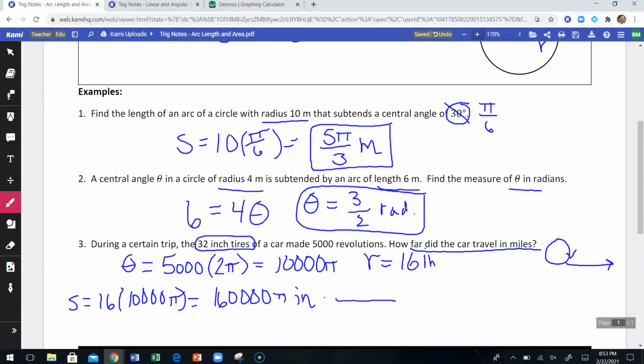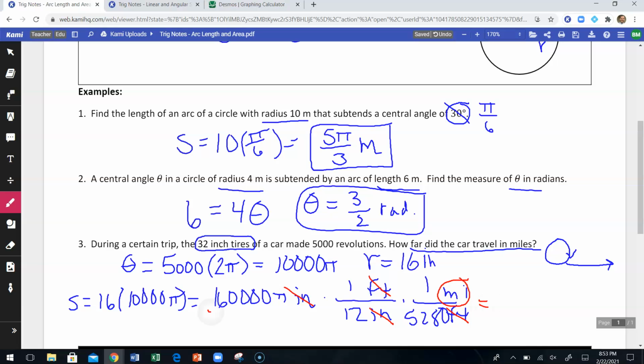So I'm just going to do a couple of conversions here. To get rid of the inches, I'm going to put inches on the bottom. I'm going to go to feet first. So in 1 foot, there are 12 inches. And then I also need to get rid of feet to go to miles. And in 1 mile, there are 5,280 feet. So you can hopefully see the unit conversions here. The inches would be canceled here, the feet would be canceled here, and we would be left with miles, which is what we want.